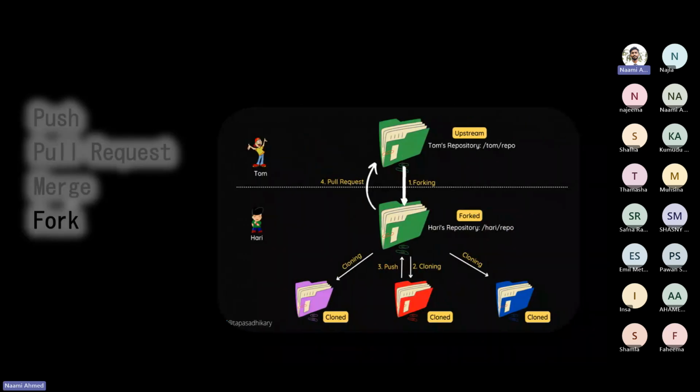Here, Tom has a repository. After that, Hari will take the exact copy of the repository in his GitHub account. So Hari can use that repository on his own account. After the fork, we can clone that repository and we can use it.